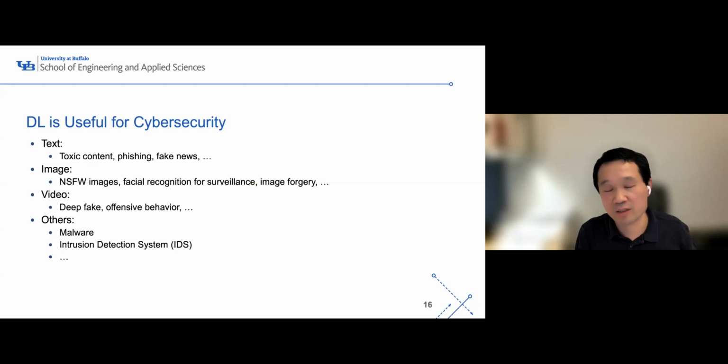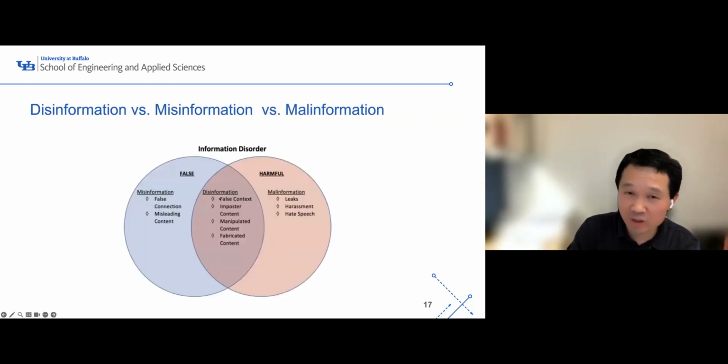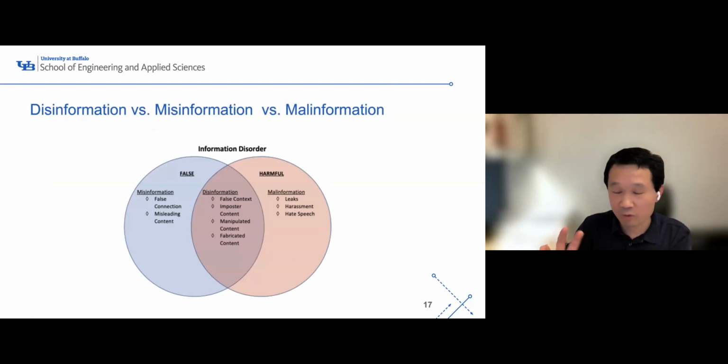We have also utilized AI machine learning for many other purposes. For example, we can detect malware, and we can build an intrusion detection system to protect our networks. So here we just want to discuss a little bit. Right now, AI machine learning can be used to generate disinformation, malinformation, and misinformation. We can also use deep learning and machine learning to detect those problems.